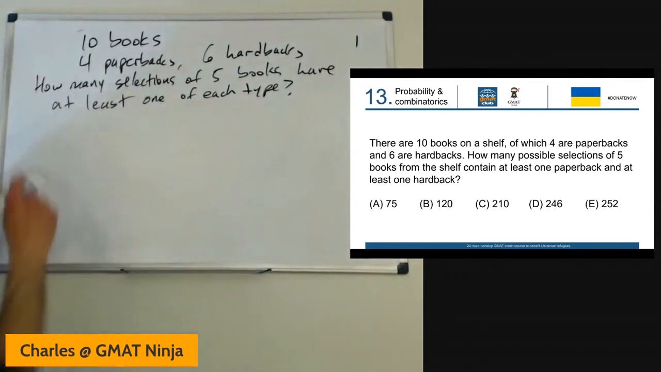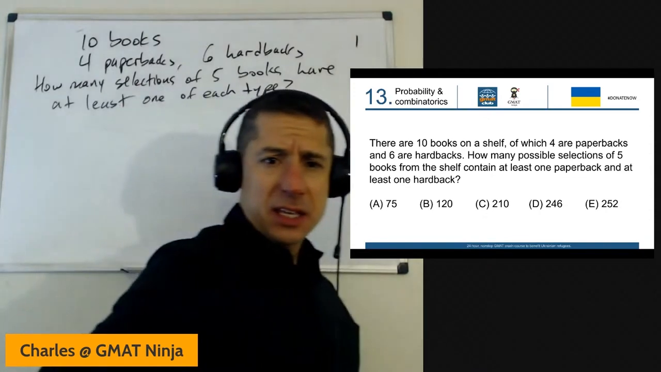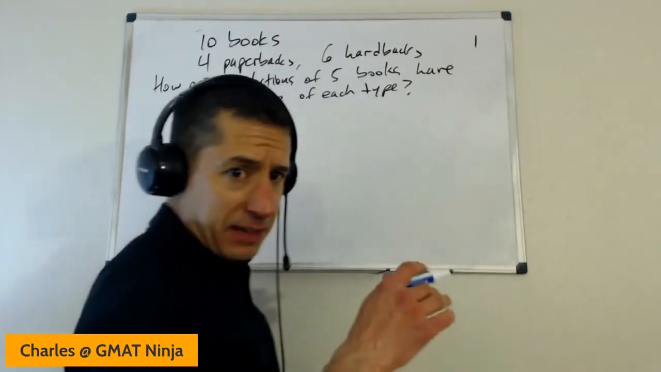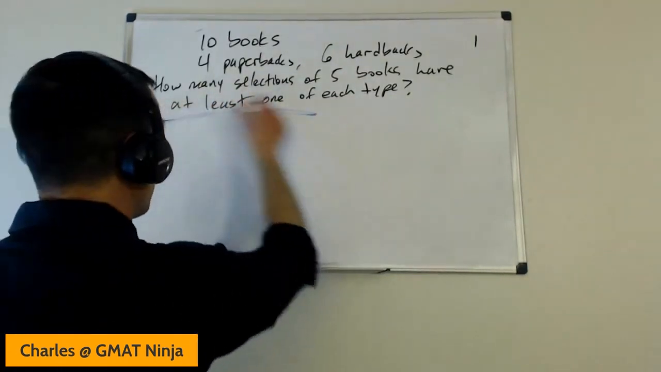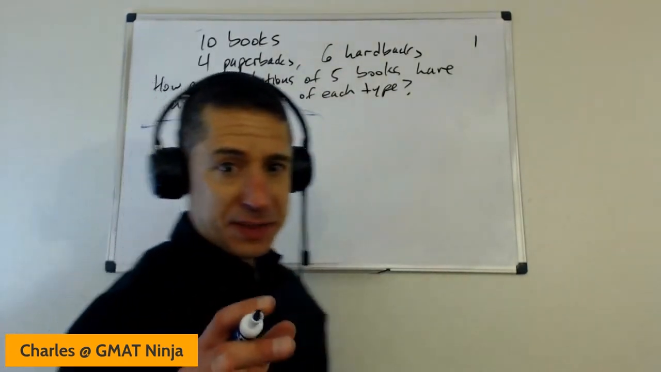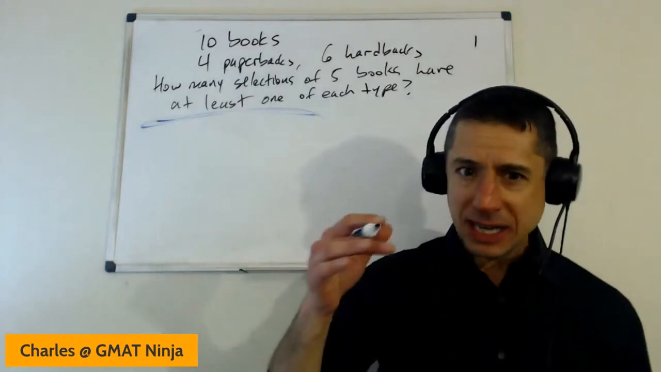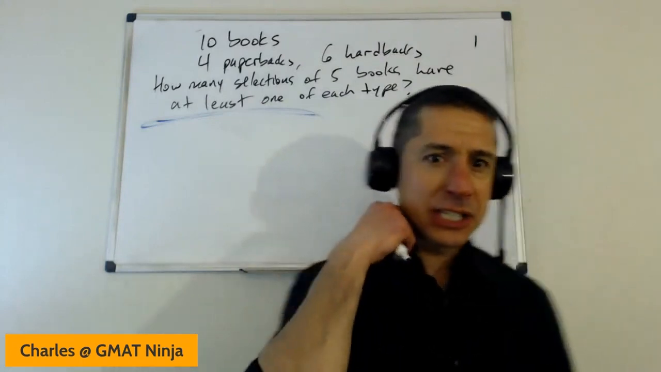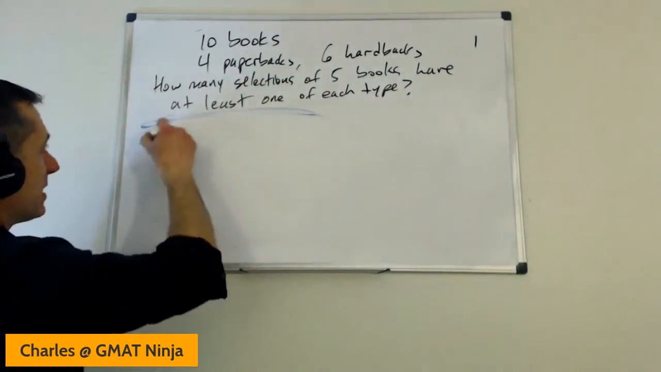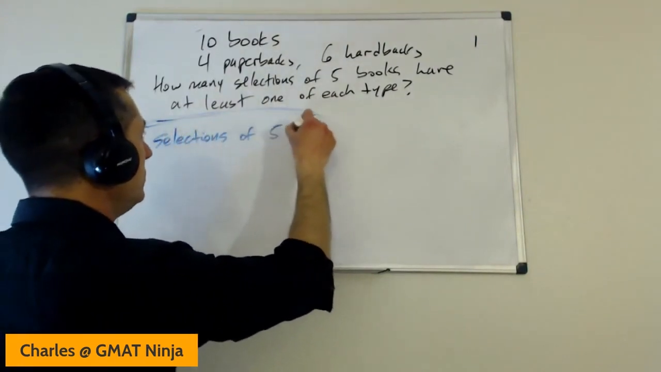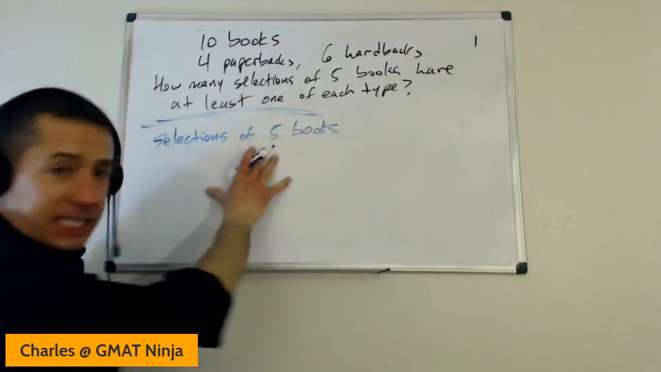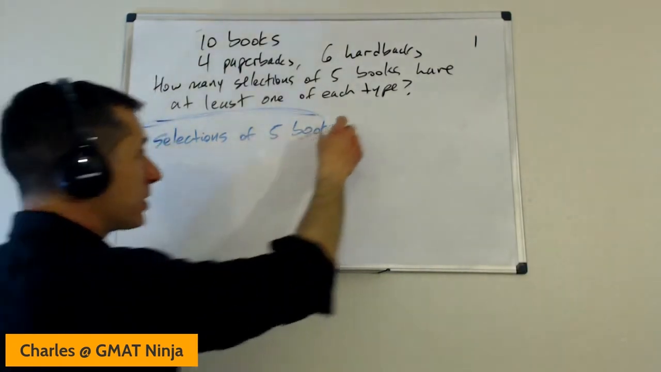Okay. So again, one of the concepts they really like on the GMAT, to whatever extent you see probability and combinatorics, not a ton of them on the test, is the "at least one" business. If you can anchor yourself in that logic, the whole question opens up to you and you say, okay, selections of 5 books that have at least one of each type. Okay, let's start with this first part, selections of 5 books. And that's irrespective of type for now. So how many selections of 5 books are there?